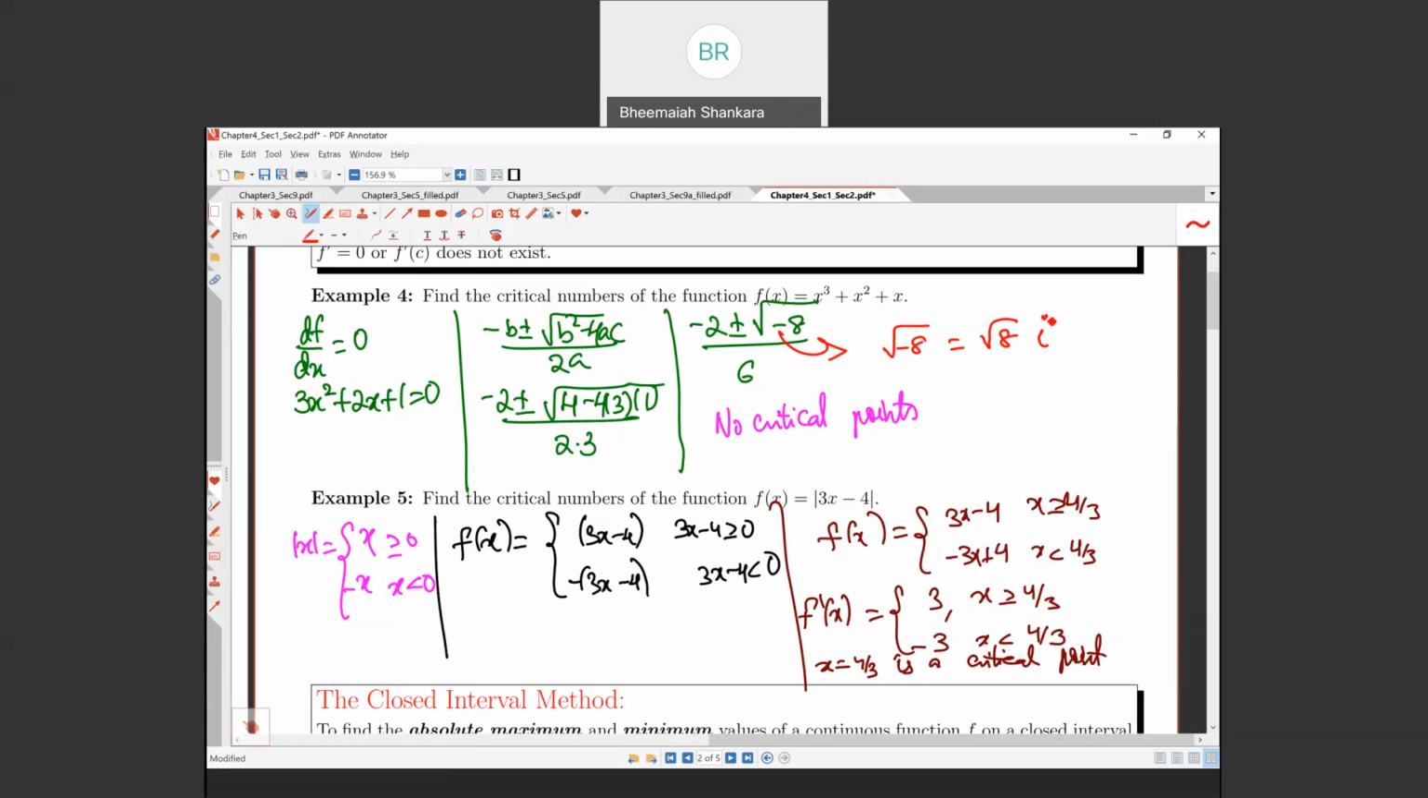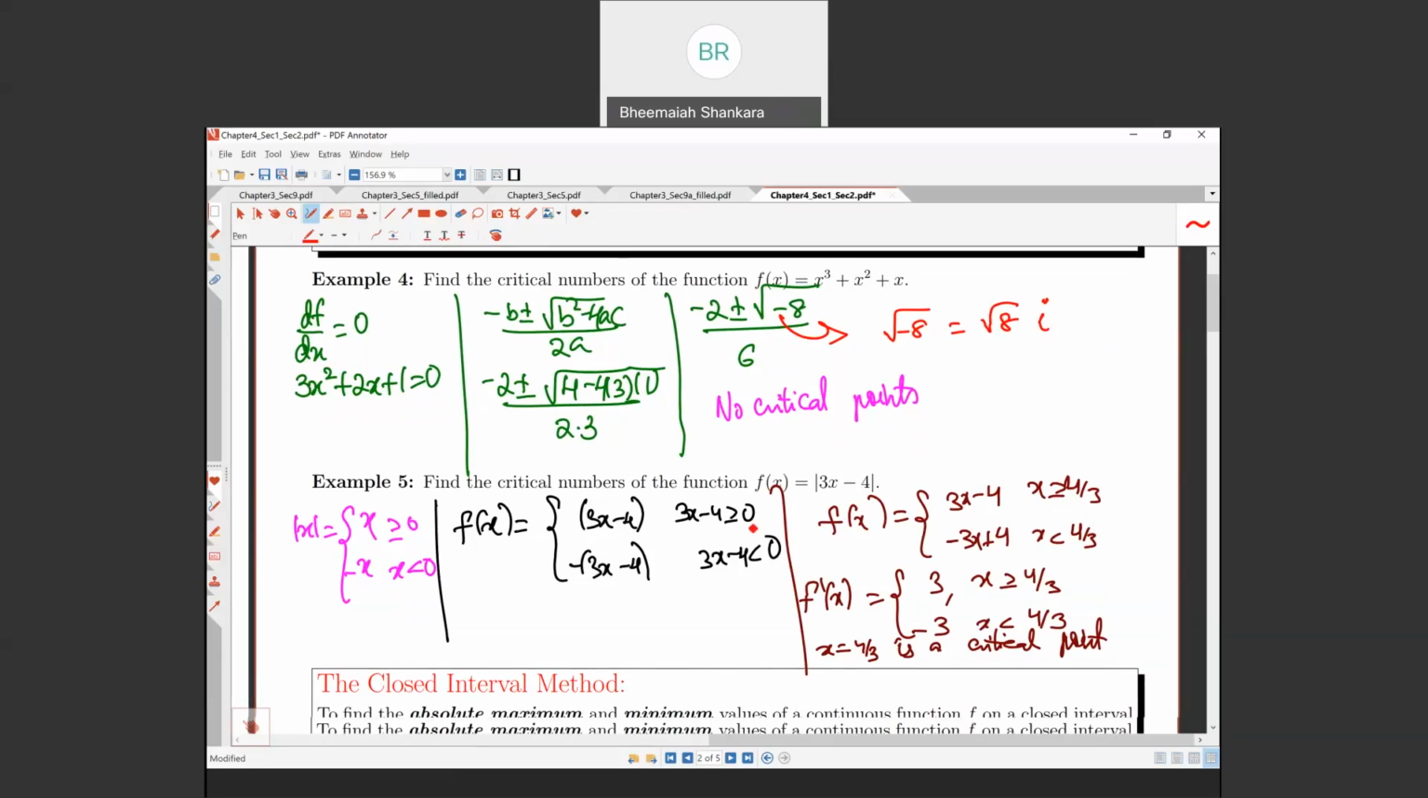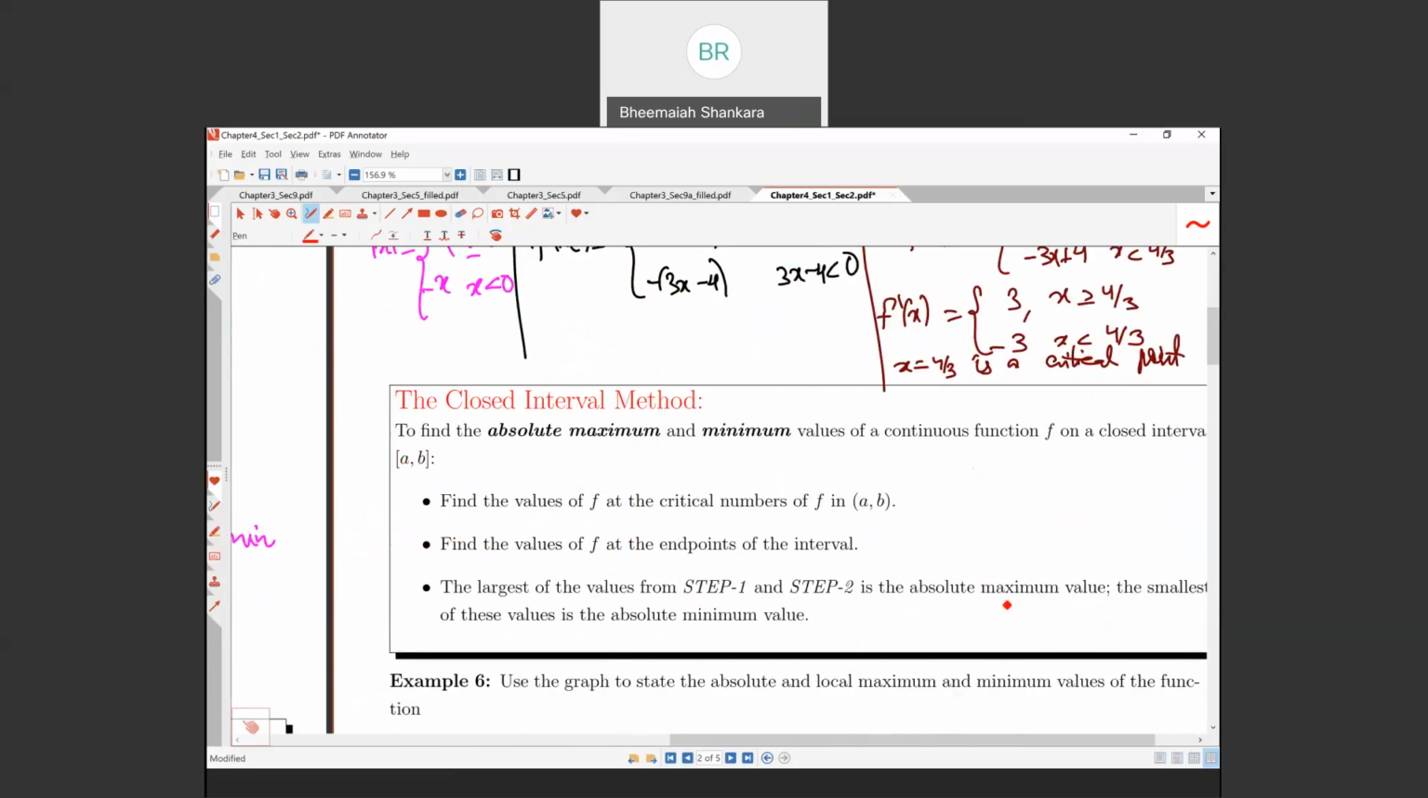In the next example, the closed interval method, you want to find the maximum or the minimum values of the given function using the closed interval method. So in the first step, you want to find the critical numbers of f in the interval. Then you want to find the values of f at the endpoints of the interval. Then the largest of the values from steps 1 and 2 is the absolute maximum value, and the smallest is the absolute minimum value.